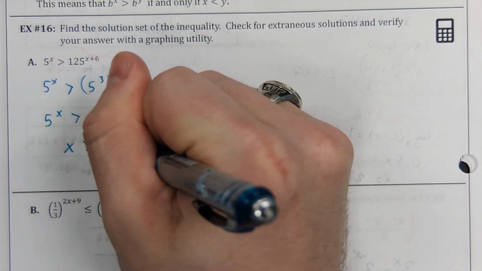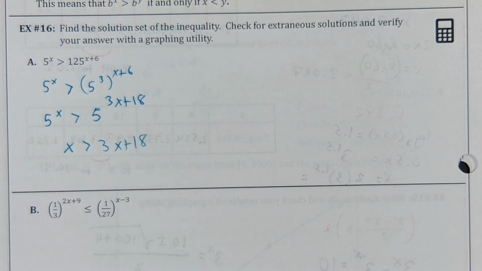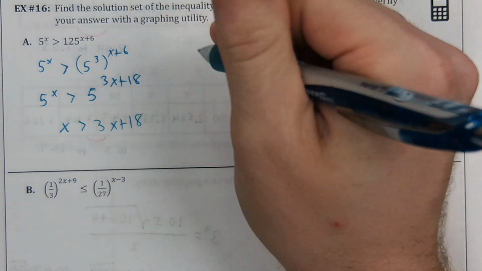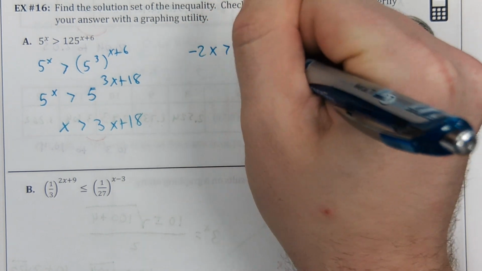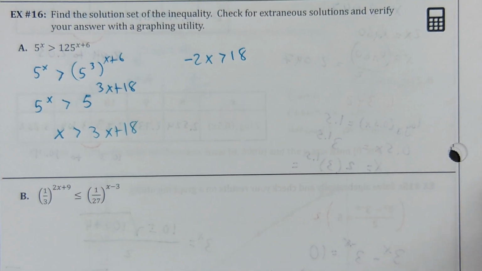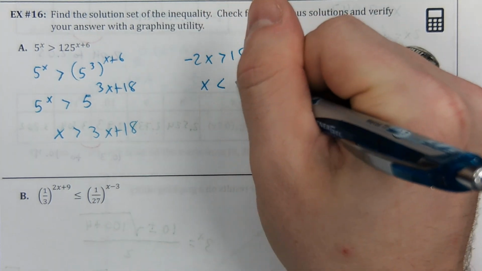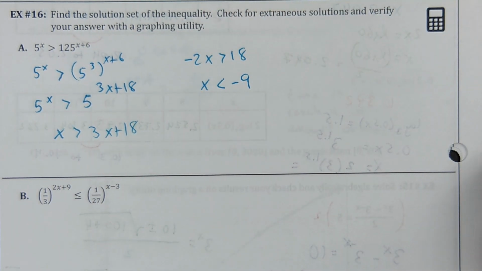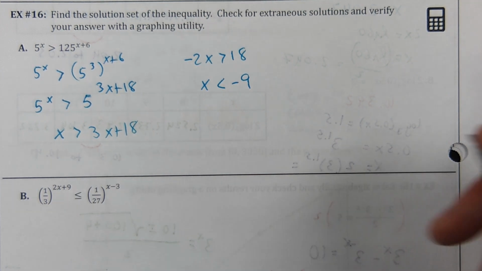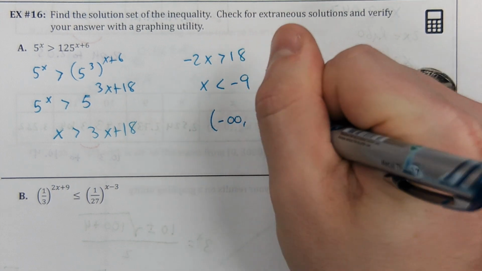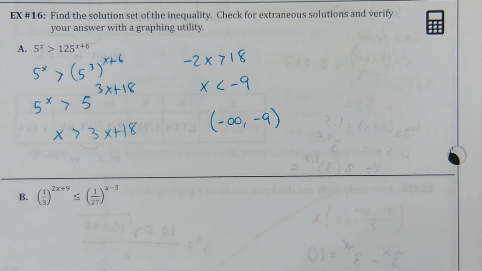X is greater than 3x plus 18. Subtract 3x from both sides and divide by -2. Remember, dividing by a negative turns an inequality over. Boom. And there it is. Because exponential functions have domains of all real numbers, there will not be anything extraneous about the solution set. It is all the numbers that are less than -9. Boom. There it is. Pretty darn easy, right?